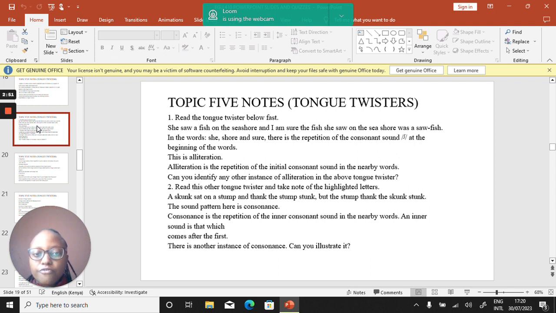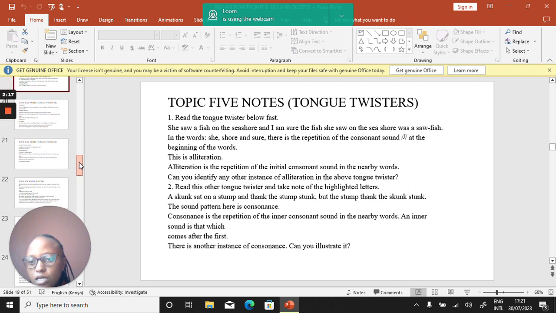Number 2, there is also the feature of consonance. For example, a skunk sat on a stump and thunk the stump stunk, but the stump thunk the skunk stunk. So that one is a very complex one, and the sound pattern here is consonance, which is the repetition of the inner consonant sound in the nearby words. An inner sound is that which comes after the first. There is another instance of consonance. So I hope you can be able to illustrate it.